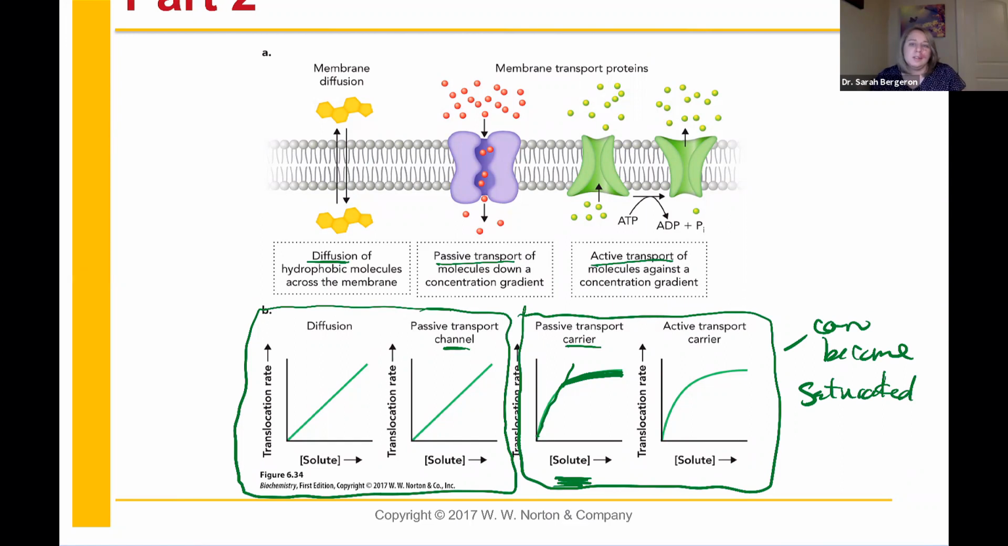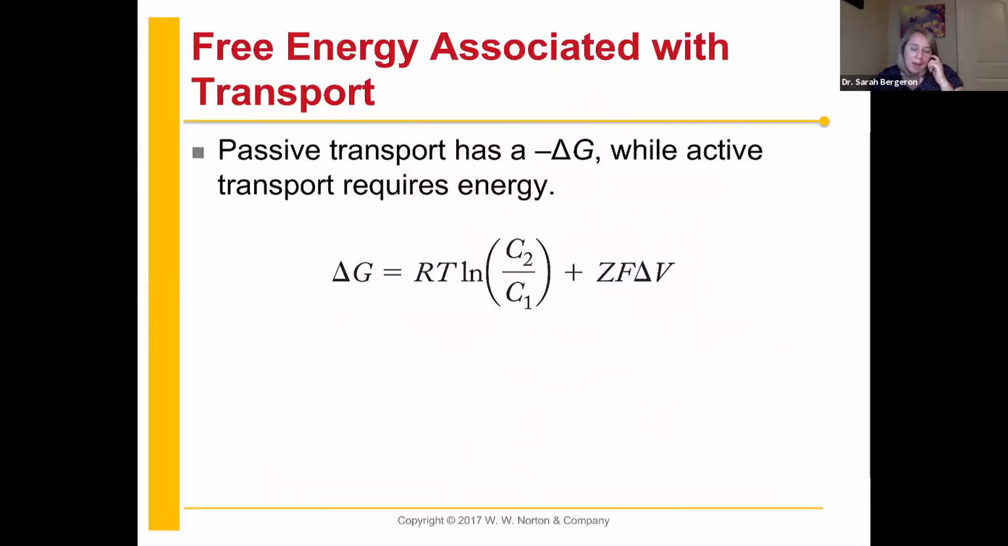So let's talk about what makes something passive, like how is it going to actually happen? Passive transport is going to occur when you have a negative delta G, right? So what's going to determine if a molecule can cross that cell membrane? It's going to be delta G. In passive transport, delta G is already negative. But in active transport, that delta G is going to be positive, and so it's going to require energy.